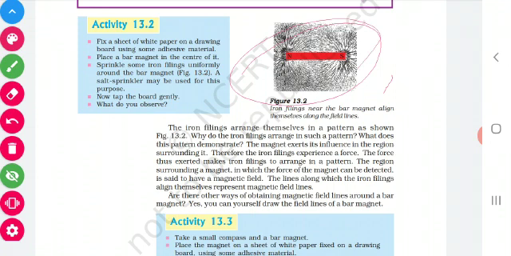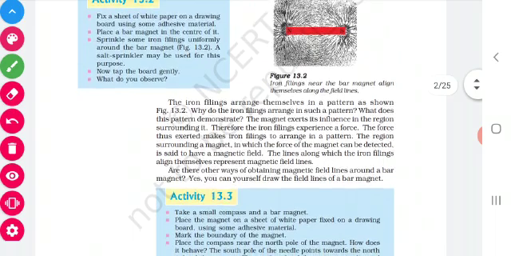The magnet is influencing its force in the region surrounding it. That's why the iron filings arranged themselves in a pattern. This is called the magnetic field.